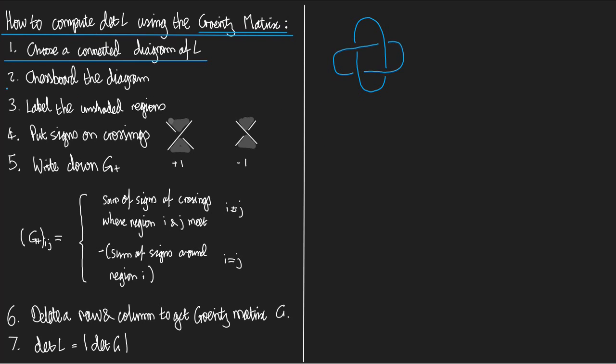Next, chessboard diagram. Experience shows that it's best that the diagram be in white, and then I chessboard it in gray. So let's remember how we chessboard. We choose a region to color in. Actually, I'm going to choose a different region. Let's choose a region to color in.